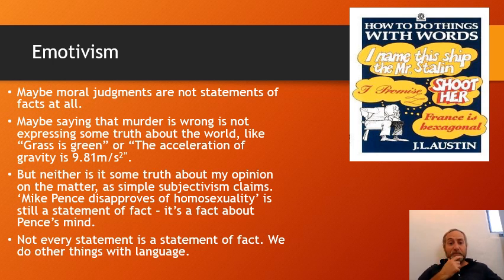But we could take another interpretation. When I say that murder is wrong, I'm certainly not expressing some truth about the world. It's not the same sort of statement as grass is green or the acceleration of gravity is 9.8 meters per second squared. It also may not be a truth about my psychology. To say Mike Pence disapproves of homosexuality is still a statement of fact about Pence's mind, and it could be true or false.